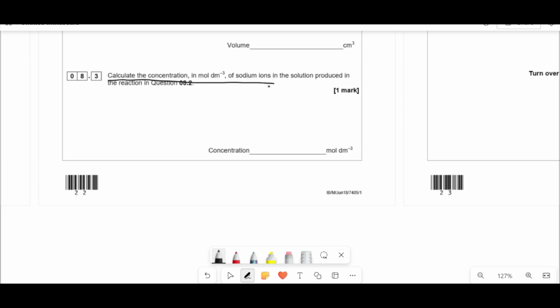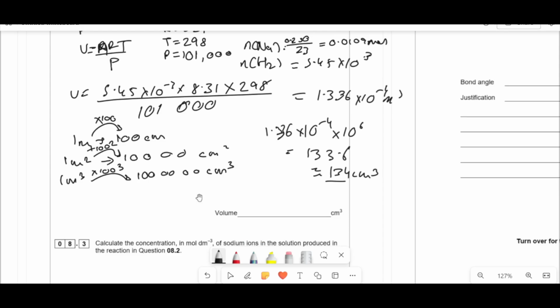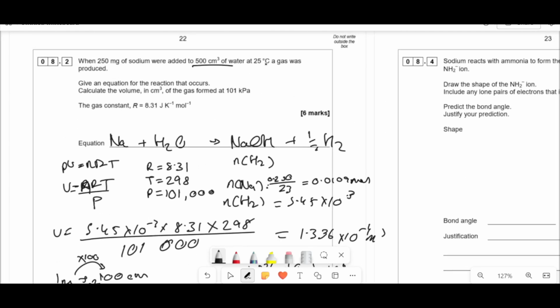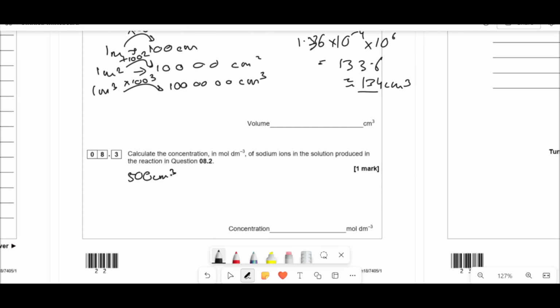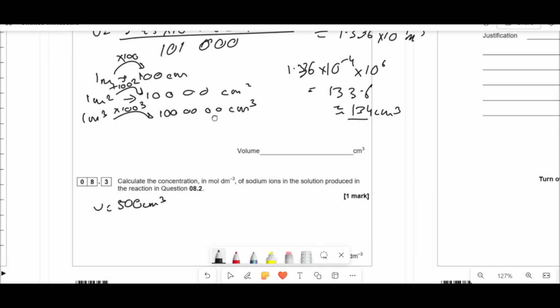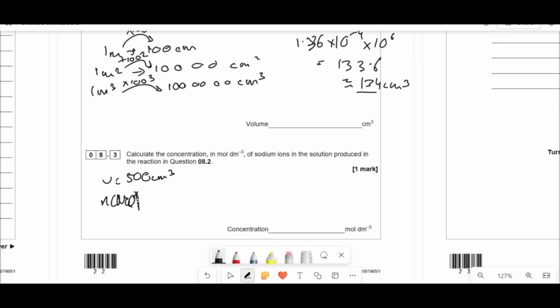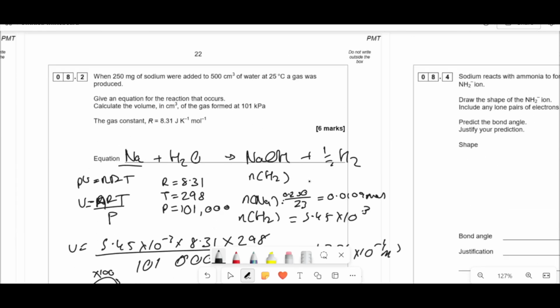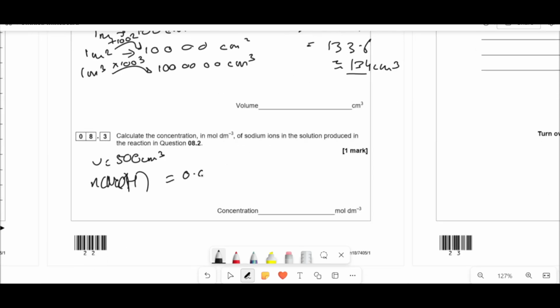Then it says calculate the concentration in moles per decimeter cubed of the sodium ion solution produced in this reaction. So what we need to do is find out what the volume of this solution is. So here, what do we have? We have that much water, right? So that's our volume. And how much sodium, that. So we know that the moles of the sodium, and hence the moles of the sodium hydroxide, because you can see that 1 is 1 here, is going to be 0.0109 from before. So C equals n over V, which is going to be 0.0109 over its volume, which is 500 divided by 1,000 or times 10 to the minus 3, whichever one, which gives you 0.0217, which is roughly 0.022.